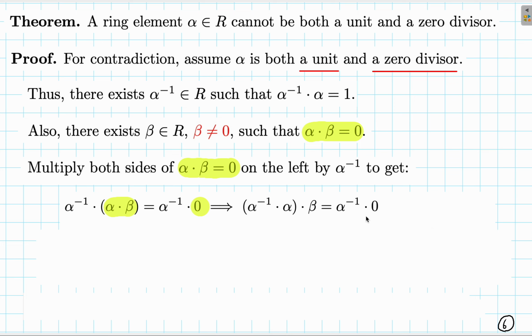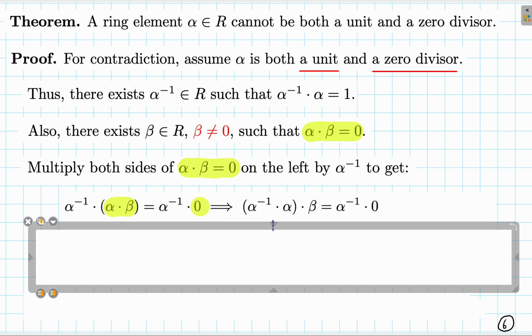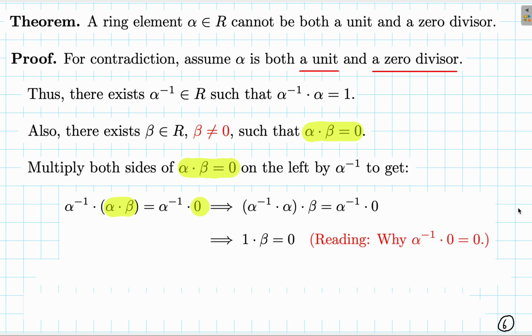Now what happens to this equation? Well, let's take one side at a time. On the left we have alpha inverse times alpha. So that just becomes 1. So this whole expression on the left becomes 1 times beta. What about on the right? Well, we have alpha inverse times 0. And anything times 0 is 0. And therefore, this is what we get. We get on the left-hand side 1 times beta. Once again, this product is just 1. And on the right-hand side, anything times 0 is 0.